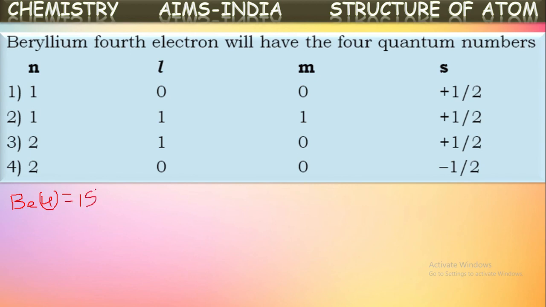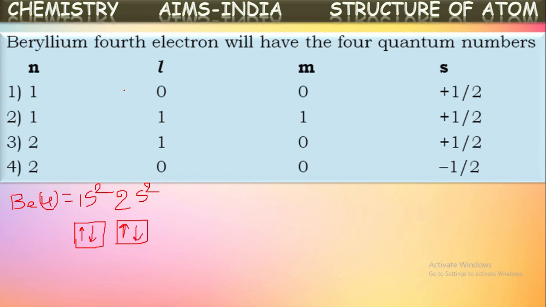1s2, 2s2. So this is the electronic configuration of beryllium. If you write this diagrammatically, we get it like this. There are 2 electrons in the 1s. We can mention them like this: one with the upward arrow mark, one with the downward arrow mark. In the 2s also, there are 2 electrons, one with the clockwise spin, the other with the anti-clockwise spin.